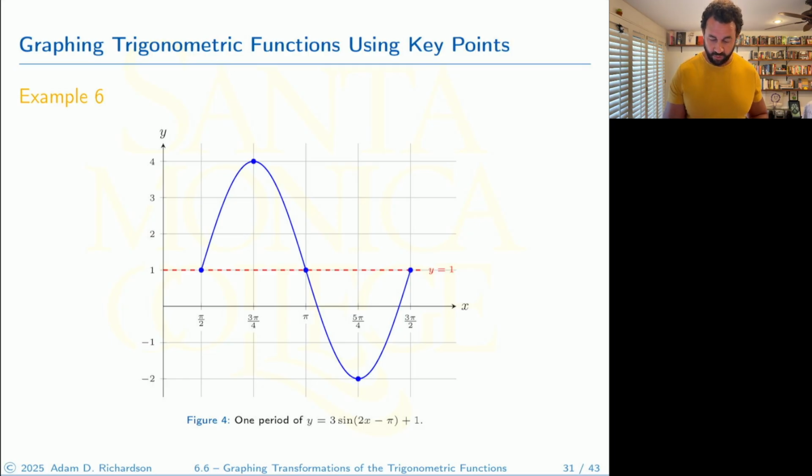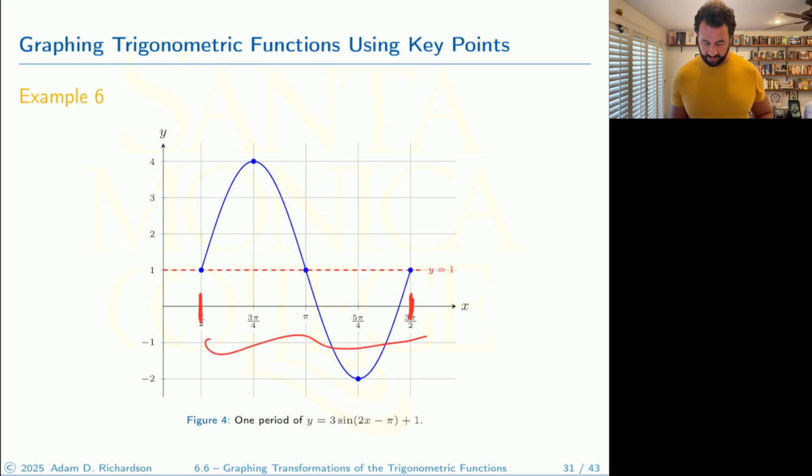Okay, now we have a phase shift in this case, so we're not going to start at 0. Our first point is going to be at the phase shift. So right here, pi over 2. Then go some distance out, and that's going to be the end of the period.